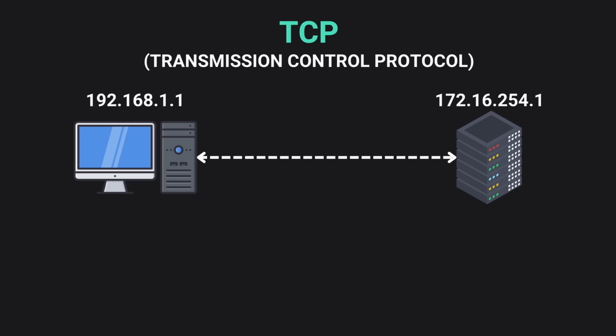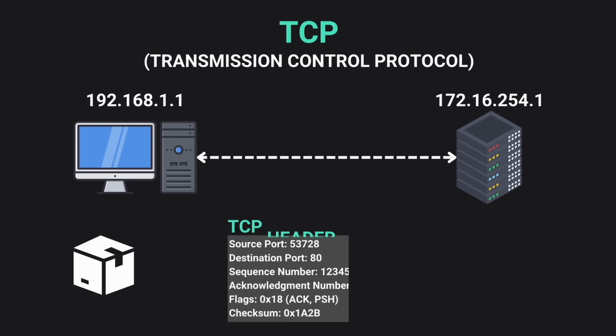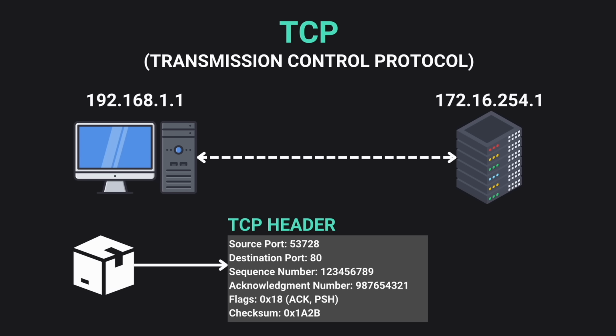TCP operates at the transport layer and ensures reliable communication. It's like a delivery guy who makes sure that your package not only arrives, but also checks that nothing is missing. So each data packet also includes a TCP header, which is carrying essential information like port numbers and control flags necessary for managing the connection and data flow.